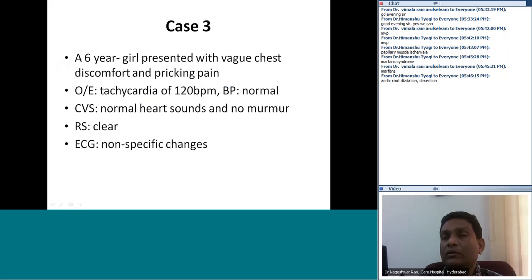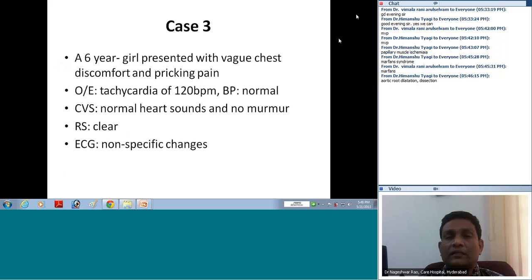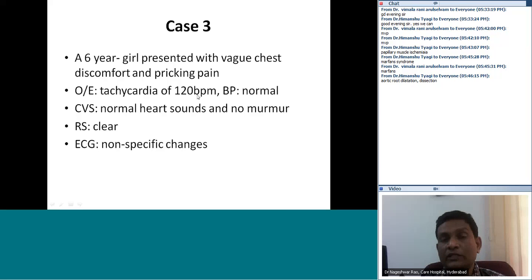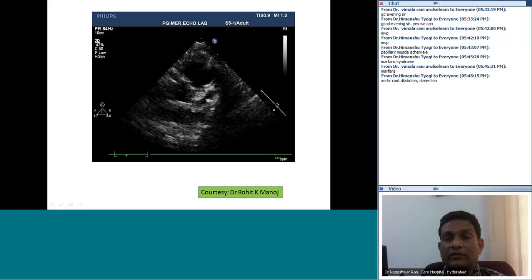Case number 3. This is a 6-year-old girl presented with vague chest discomfort and pricking pain. On examination, there is a tachycardia of 120 beats, blood pressure is normal, normal heart sounds and no murmur. ECG is showing non-specific changes. So I will tell you the past history, but first I will show you the echocardiogram and then we will decide. So this echo was done at PGI Chandigarh. I had to conduct a workshop recently in PGI Chandigarh, and thanks to Dr. Rohit Manoj, he contributed this echo picture.